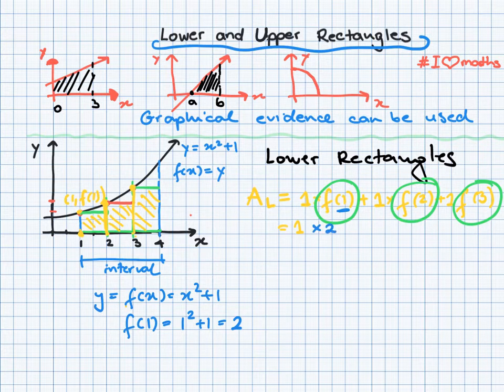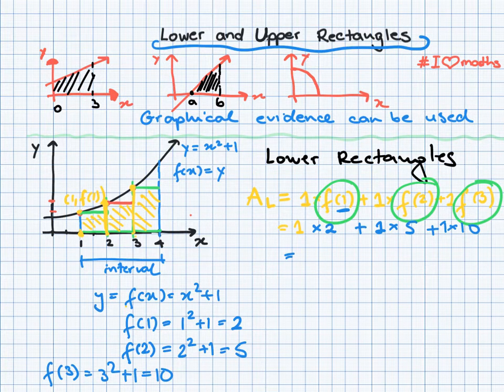So it's 1 times 2, plus 1 times f of 2. f of 2 is equal to 2 to the power of 2 plus 1, which is equal to 5. So times 5, plus, what is the last one? The last one is f of 3. It is 3 to the power of 2 plus 1, which is equal to 10. So it's 1 times 10. When we put all this together, it's going to give us 17 units to the power of 2.